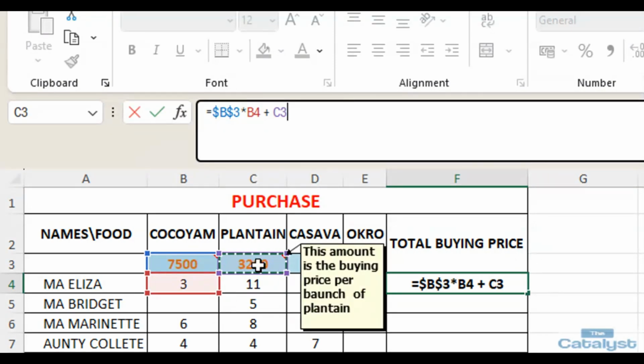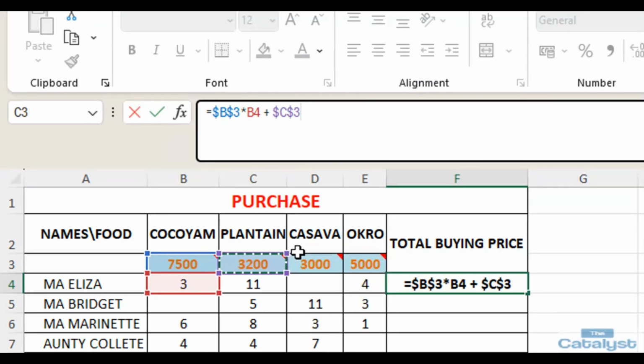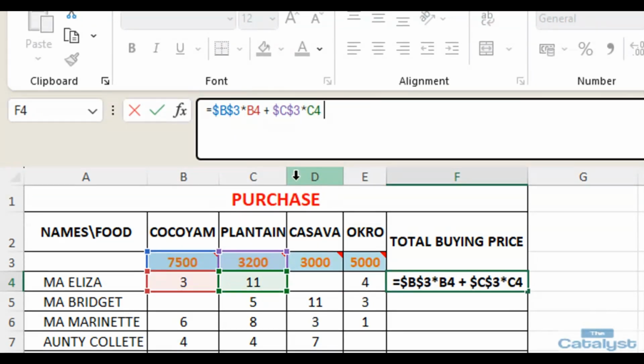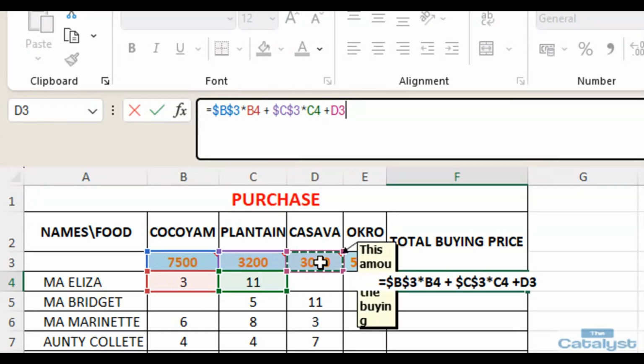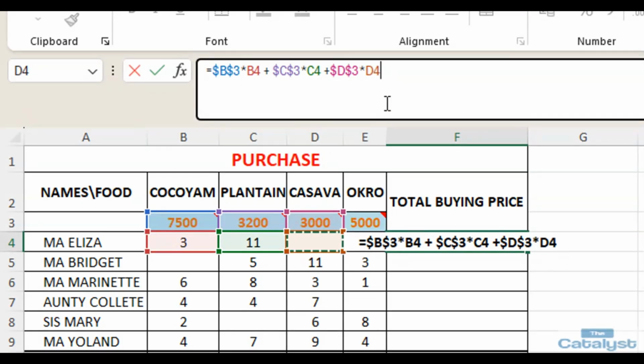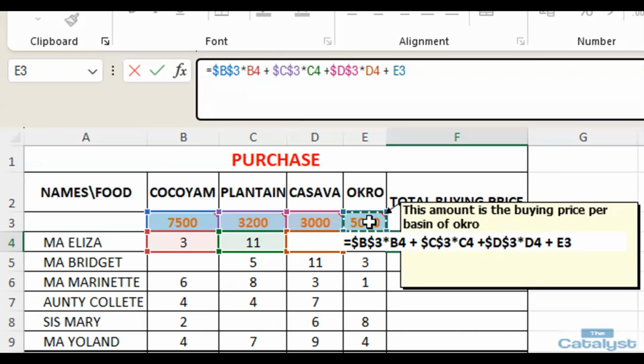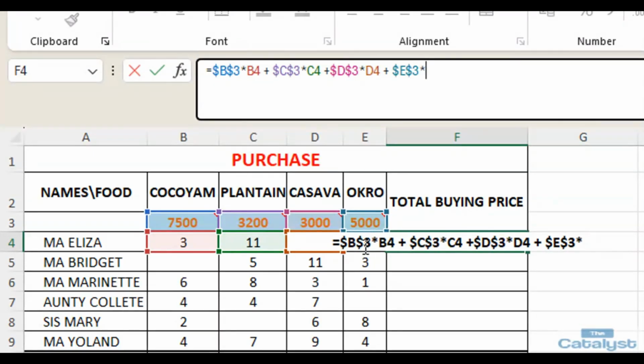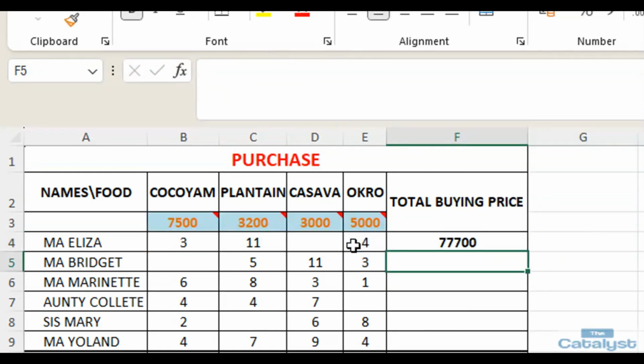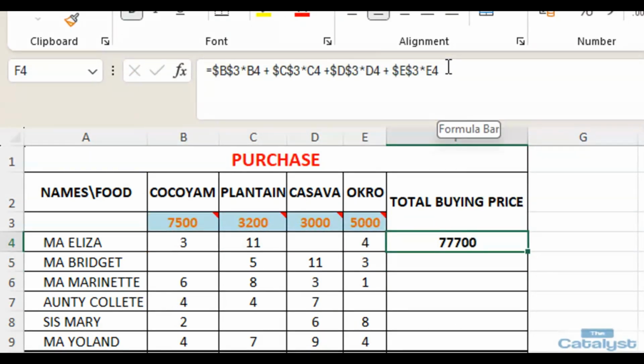All of these values in orange or red should be absolute reference times the quantity, plus this cell again, which is absolute reference, times this quantity, even though there's nothing there, plus the same cell, absolute reference, times the quantity which is below. It's supposed to be E4, sorry. Well, so that is it. So this is the formula that's been entered.